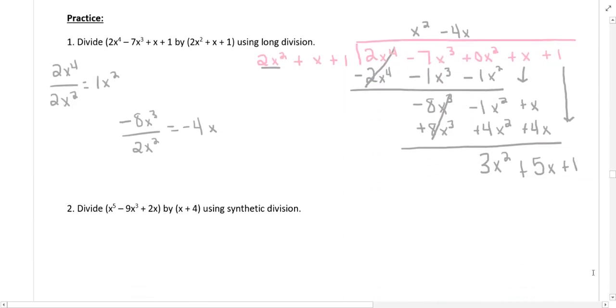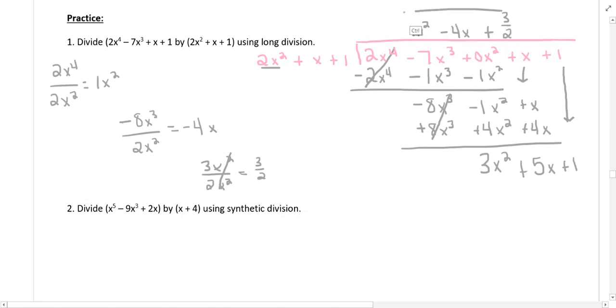Okay, so now we have a new first term of 3x squared. We're going to take that 3x squared and divide it by this 2x squared. The x squared is going to cancel out. That's going to give me 3 over 2, or 1.5. I'm going to put that up here. And then we're going to distribute again.